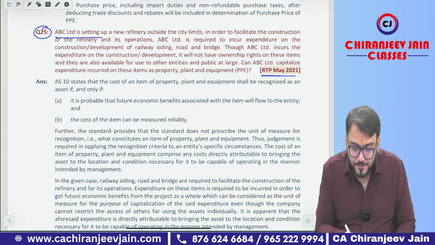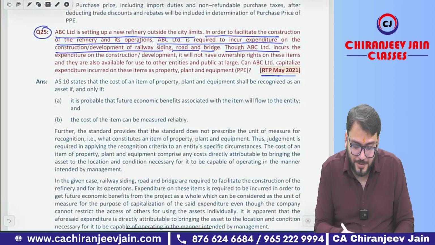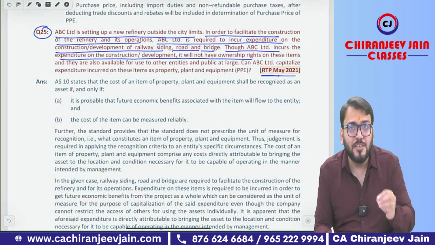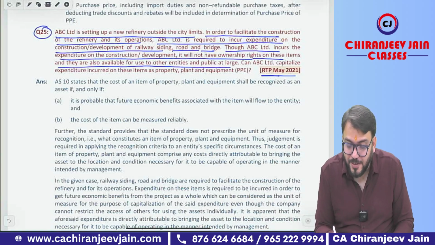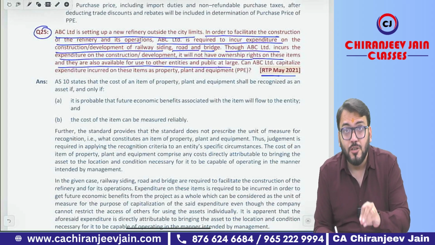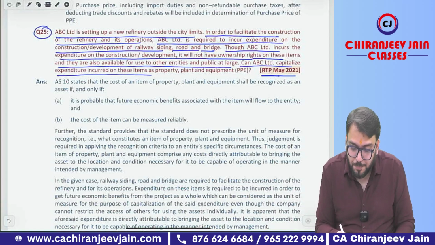ABC Limited is setting up a new refinery outside the city limit. In order to facilitate the construction of the refinery and its operation, ABC Limited is required to incur expenditure on the construction and development of railway siding, road and bridge. ABC Limited incurs the expenditure on the construction and development, but it will not have ownership right. Means there is no ownership right on these items, and they are also available for use by other entities at public address, and other entities can also use them for their own purpose. Can ABC Limited capitalize the expenditure incurred on this PPE?